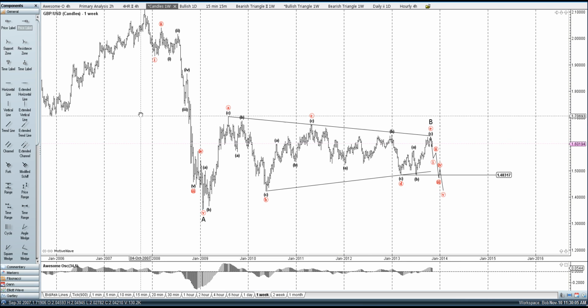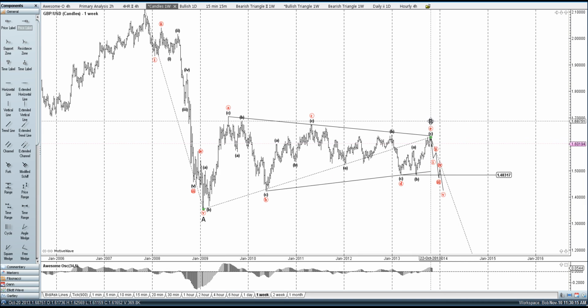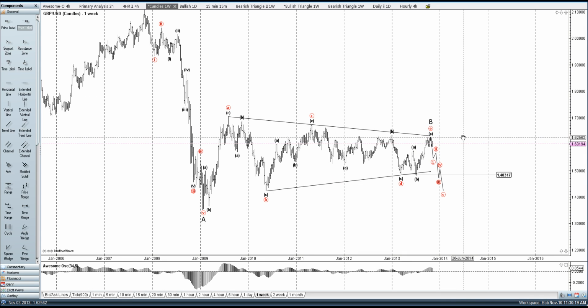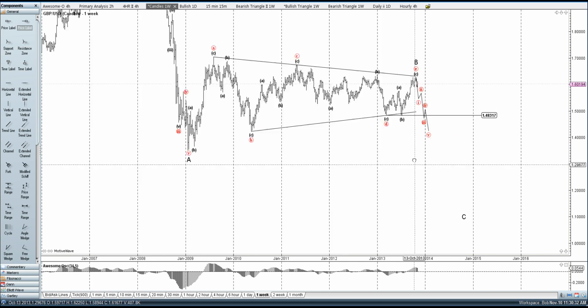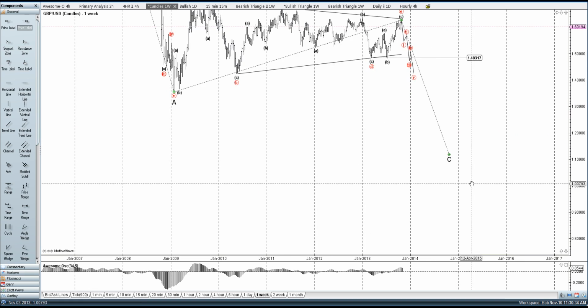Starting with the weekly, we have the 1, 2, 3, 4, 5 down for A. Working on a possible B-wave triangle that should be complete with A, B, C, D, and then an A, B, C up for E. And maybe working on 5 waves down for the larger C wave here.